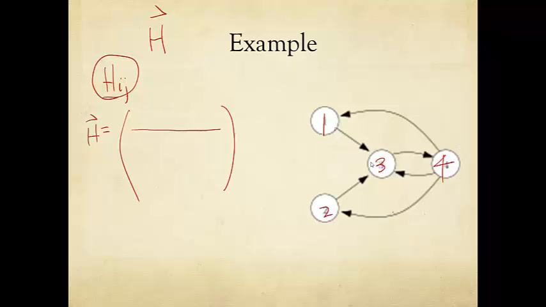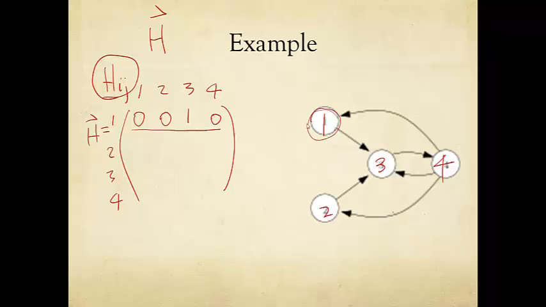So I want to capture that information. So 1 doesn't point back to itself, and 1 does not point to node number 2. Let me just label these columns and rows. But it does point to node number 3. It does not point to node number 4. See, just by writing down zeros and ones in this row, I am encoding, representing the graph, at least part of the graph.